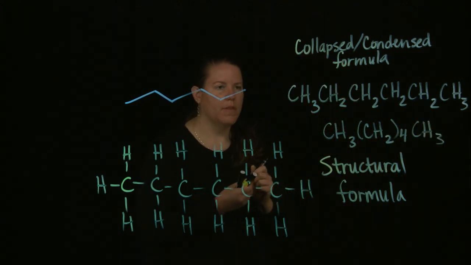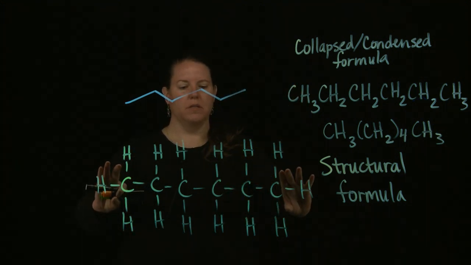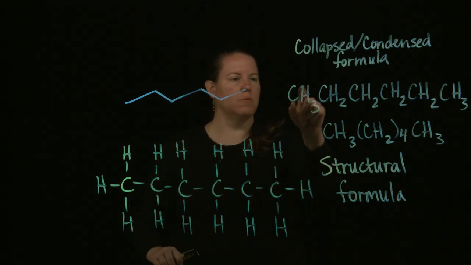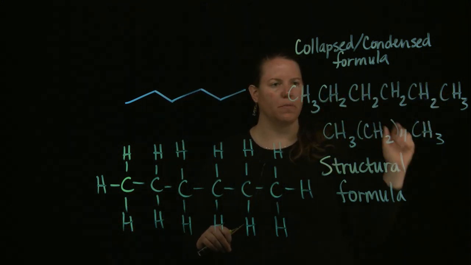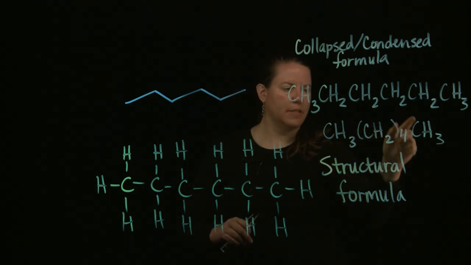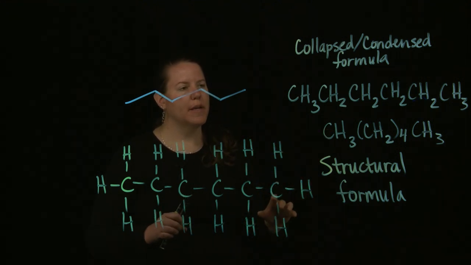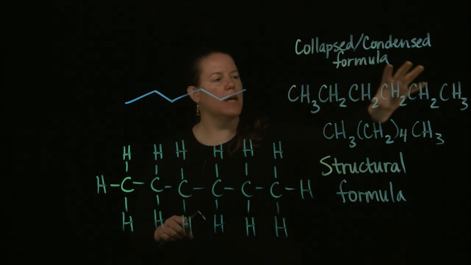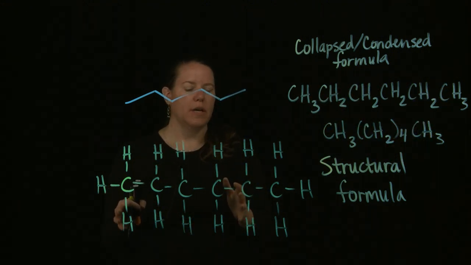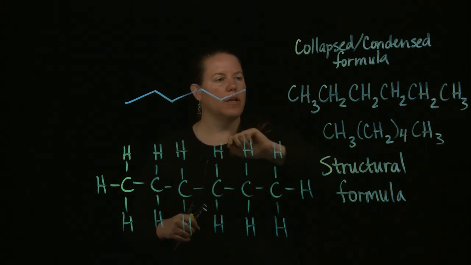Okay? All right. Notice that these are the exact same formula. This had 1, 2, 3, 4, 5, 6 carbons. This one has 1, 2, 3, 4, 5, 6 carbons. This one has 1, 2, 3, 4, 5, 6 carbons. Okay? All of these are the same. One of the things that happens is when you get a collapsed or condensed formula, you can make it into a structural formula if you would like to, by just drawing out, recognizing those H's go around each C.